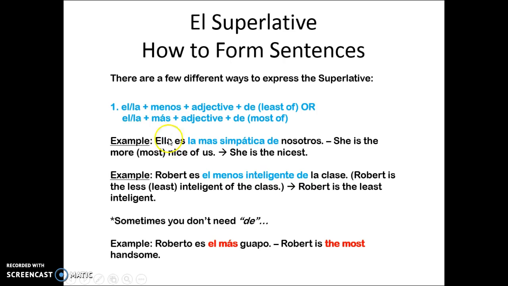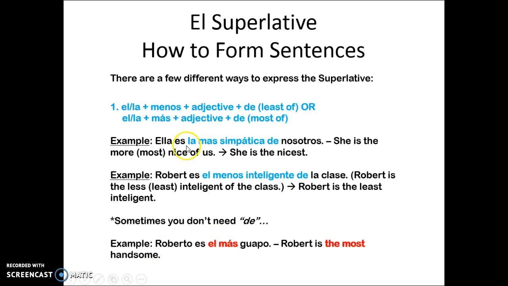So for example, ella es la más simpática de nosotros. She is the more, again, más literally means more, but we can assume it's most. She is the most nice of us. So she is the nicest. Robert is el menos inteligente de la clase. Robert is the less or least intelligent of the class. Robert is the least intelligent. And again, sometimes you don't need de in the formula. You can just form it like this. Robert es el más guapo. Robert is the most handsome.